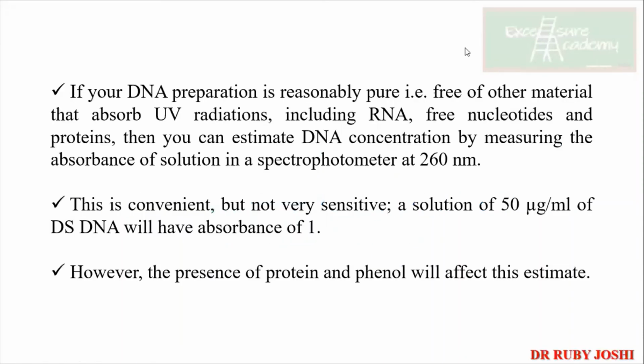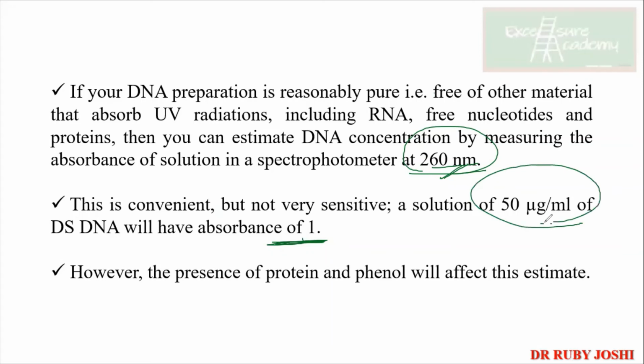Now, we know that we are going to quantify DNA or RNA at 260 nanometer. And you should also know why it is at 260 nanometer, because the heterocyclic bases have absorbance at this particular wavelength. Now, this is convenient but not very sensitive. A solution of 50 microgram per ml of double-stranded DNA will have absorbance of 1.